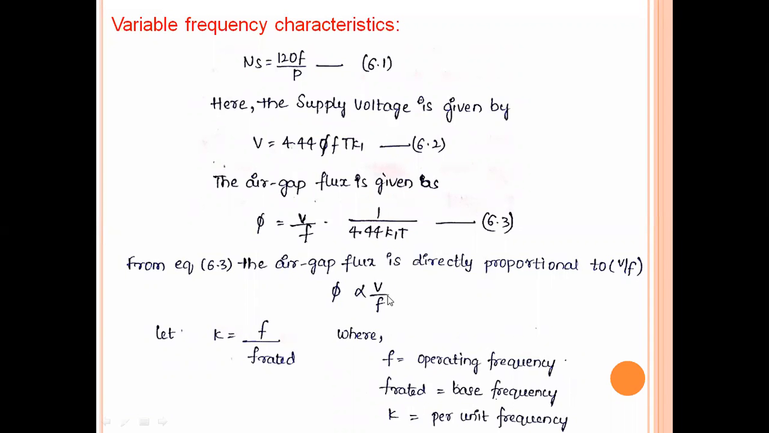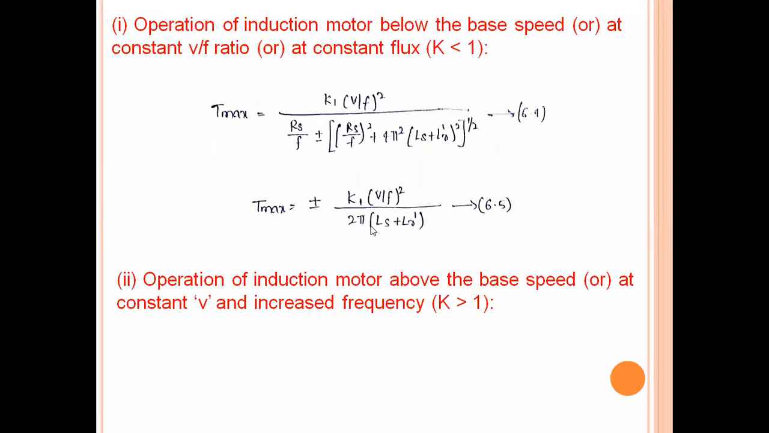which is V. So the first operation describes the same thing, which is the motor operating below the base speed, or at a constant V by F ratio. V by F is also called flux, so at constant flux, the K value is less than 1. So this is the torque equation.